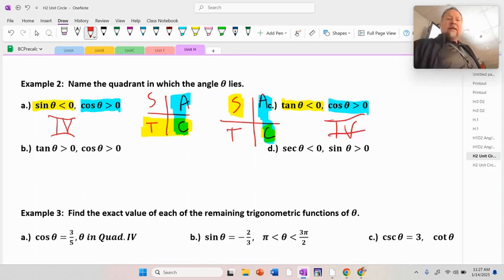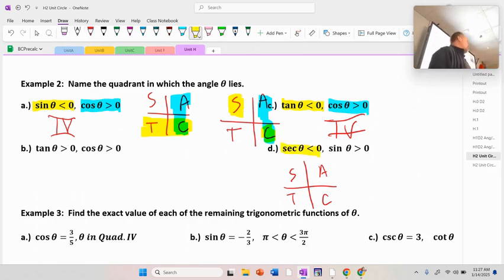Let's do a secant and a sine. So let's do this one, even though these don't take too long. ASTC. And by the way, this is 100% review. Okay, but it's been a while. All right, and this maybe might not have been your favorite thing last year.